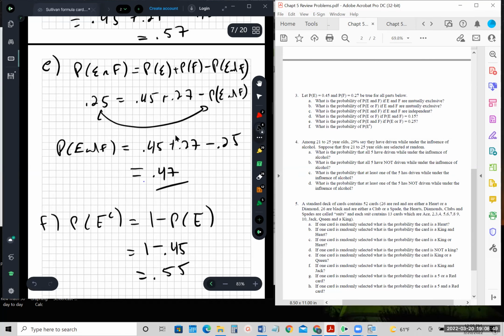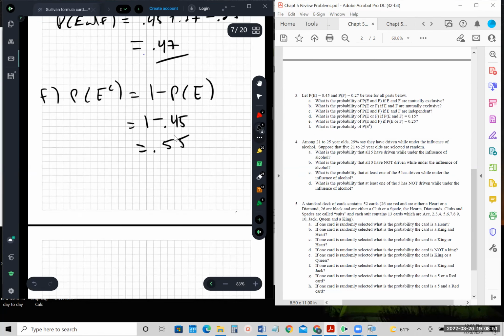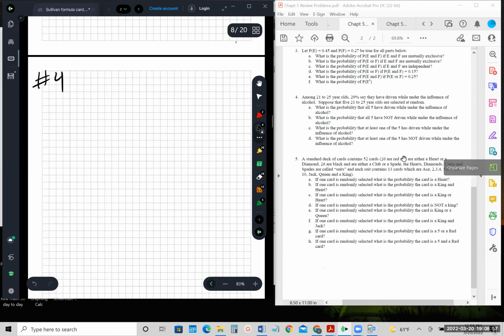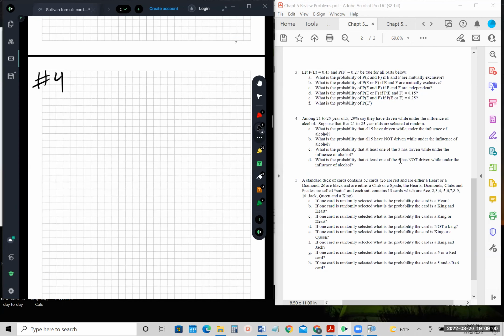So that one's just trying to use the rules that are on your formula card and get a sense of those. So let's look at number 4. And I think we only have 4 and 5. Yeah. So we have 2 more questions to go, but a bunch of parts.